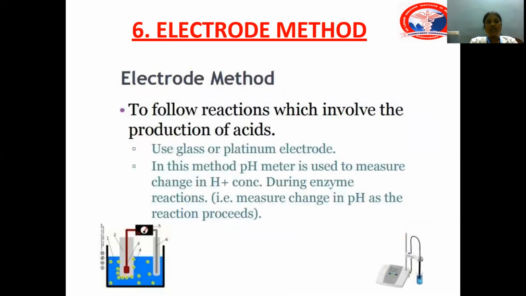The sixth mode of detection is the electrode method. To follow a reaction which involves the production of acids, we use the electrode method of detection. Basically, they use a glass or a platinum electrode. Here we can see an example of a pH meter, where it is used to measure the change in H+ concentration. During enzymatic reactions, there will be a change in pH, so as the reaction proceeds, it can be detected by the electrode method.